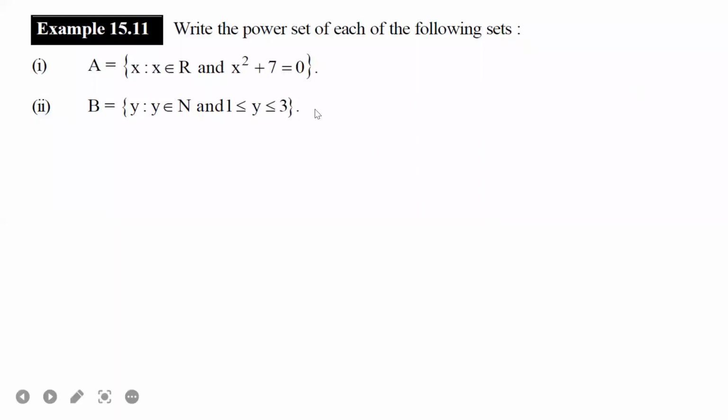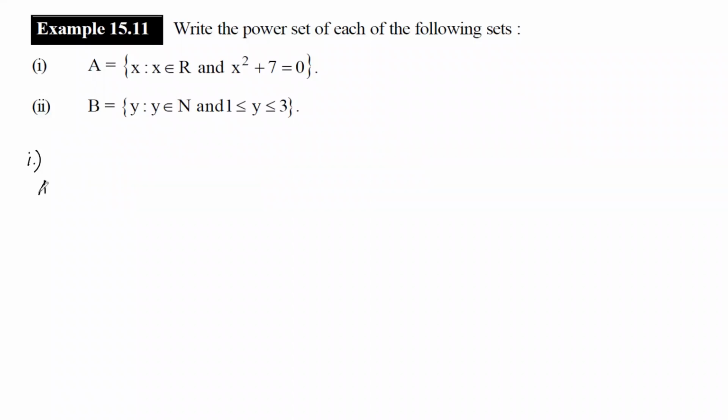Okay, so let's try an example. Write the power set of each of the following sets. For letter A, we have set A equal to x such that x belongs to the set of real numbers and x squared plus 7 equals 0. So let's first determine the elements of set A.